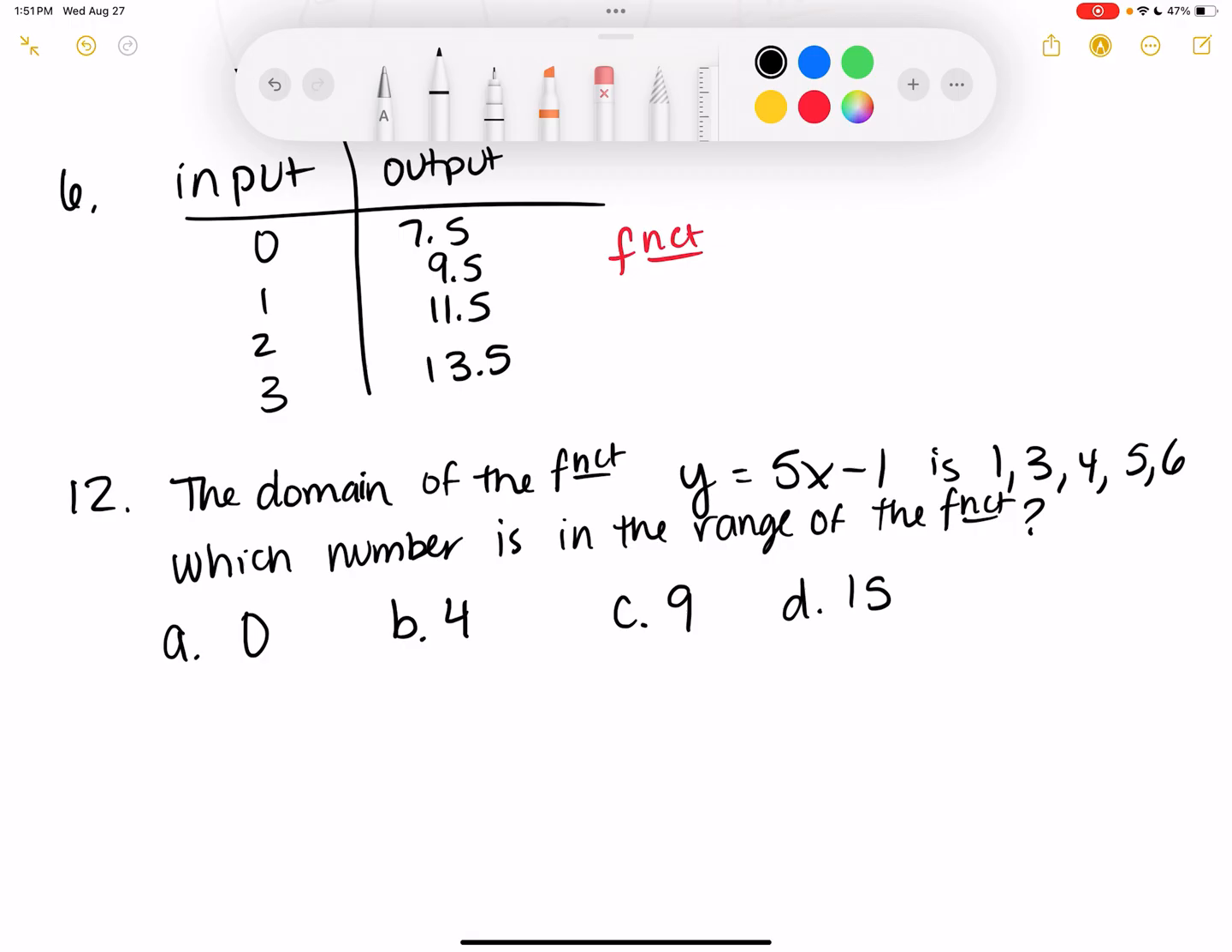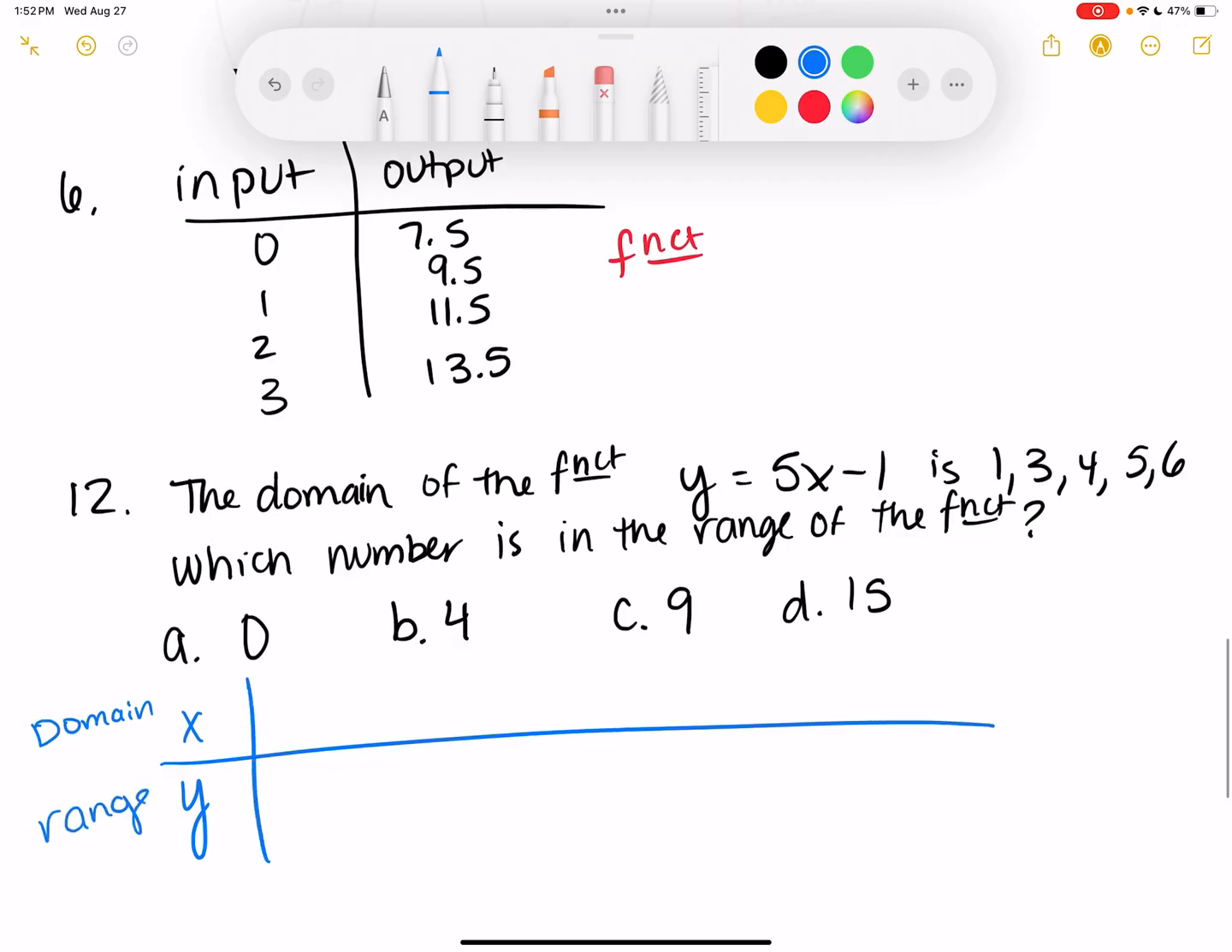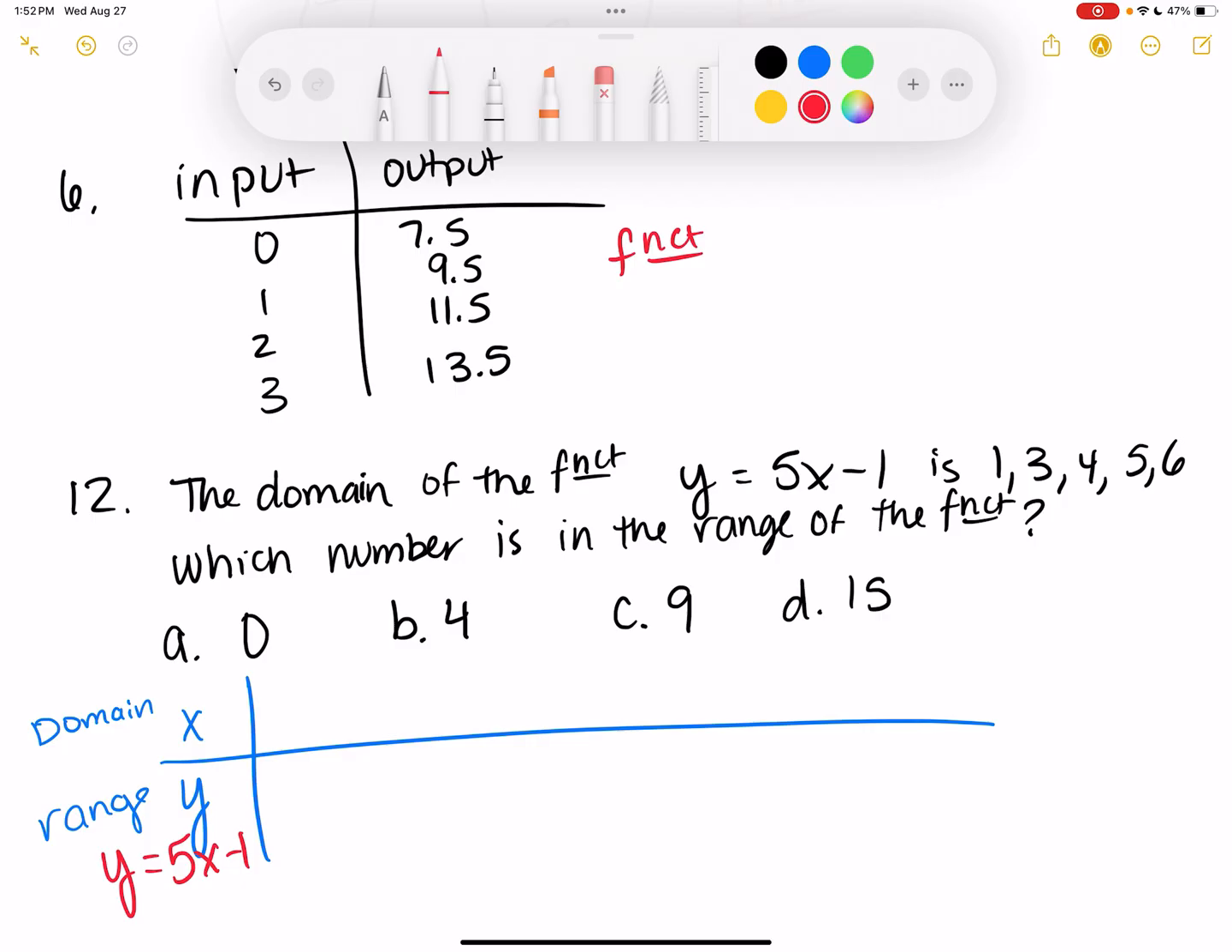So I'm going to set up a table here with x and y. And if you want to call it domain and range, or however you want to label it, just saying x and y is also fine. I'm going to write my equation here so that I have it. So 5x minus 1. I'm going to put all my domain values in. So 1, 3, 4, 5, and 6.